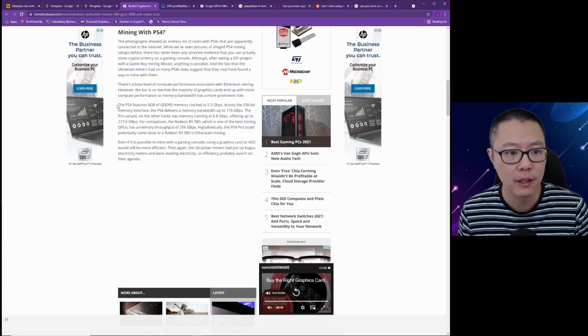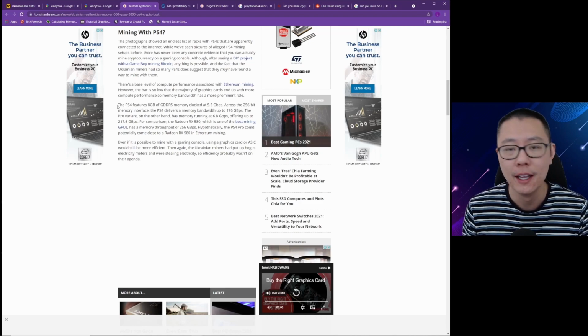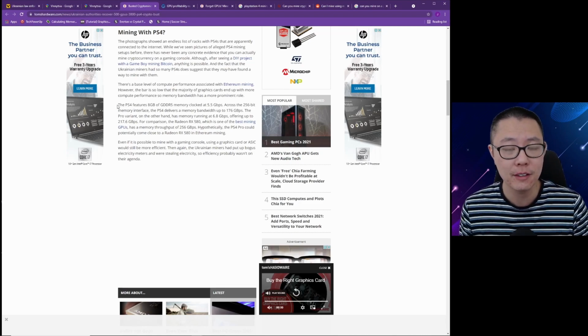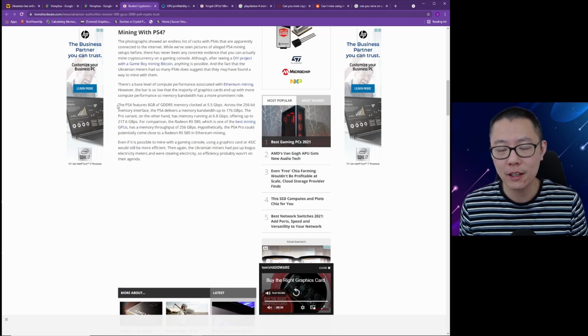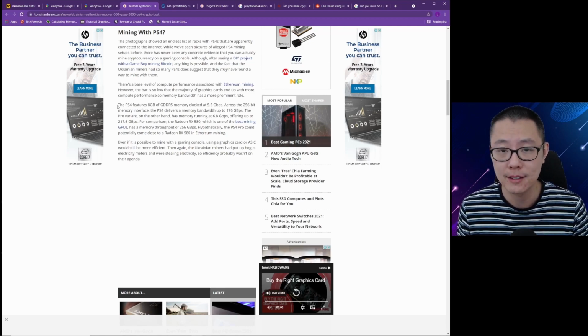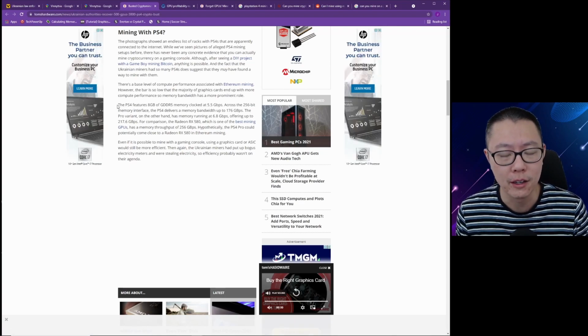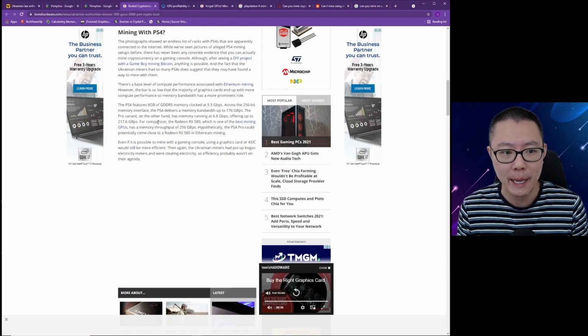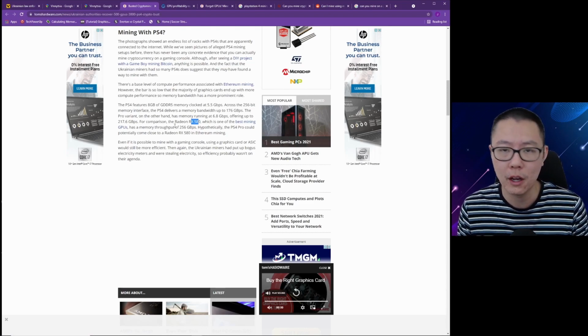The Pro variant, on the other hand, has a memory running at 6.8 gigabits per second, offering up to 217.6 gigabytes per second. Now, that is no slouch, given that 176 gigabytes per second is roughly equivalent to a 1060, which has about 192 gigabytes per second, and you can still mine on a 1060. Now, they've compared it here to an RX 580, which has a memory throughput of 256 gigabits per second.